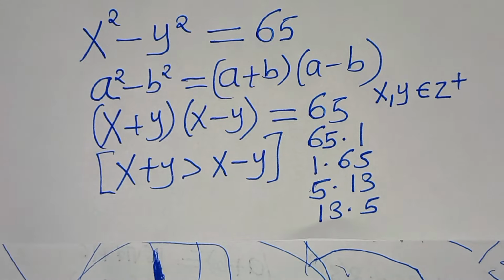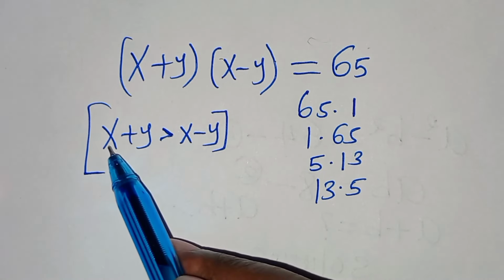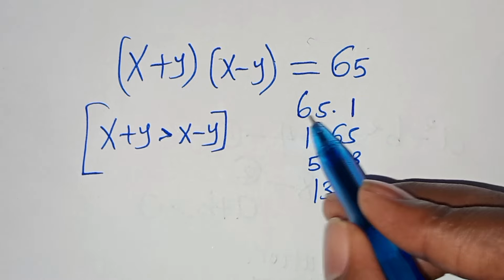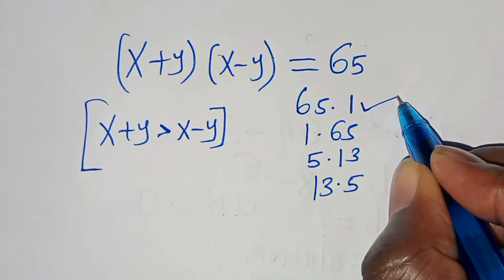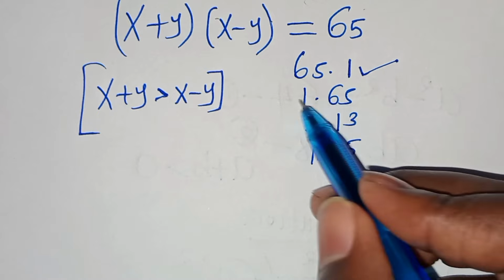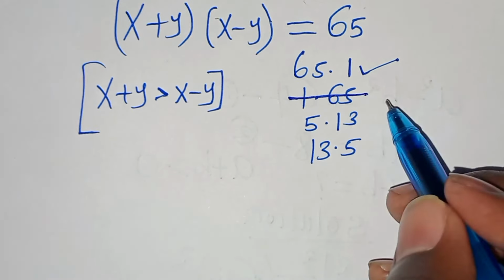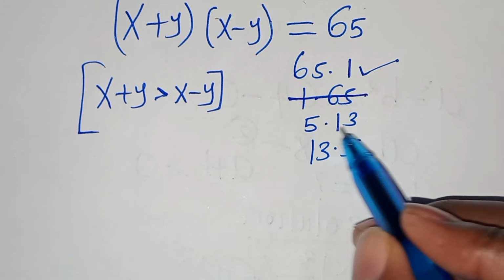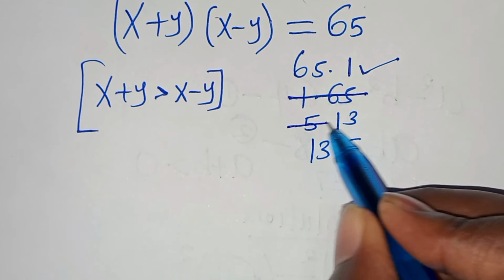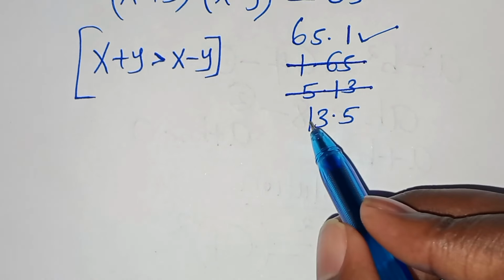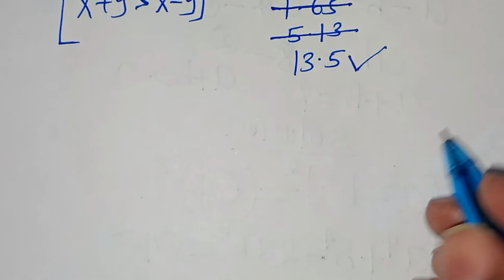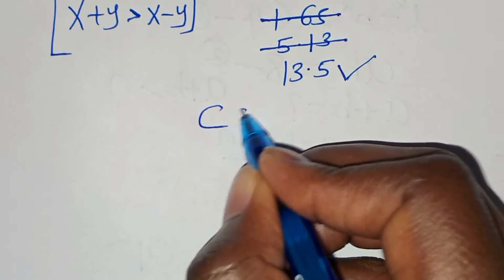So let's proceed from here. Given that x plus y is greater than x minus y, the first condition is satisfied. Here we have 1 is less than 65, so we reject this part. Then we have 5 times 13, where 5 is less than 13, so this is rejected. And then 13 is greater than 5, so this is satisfied. So we have two cases here. Let's start with case 1.